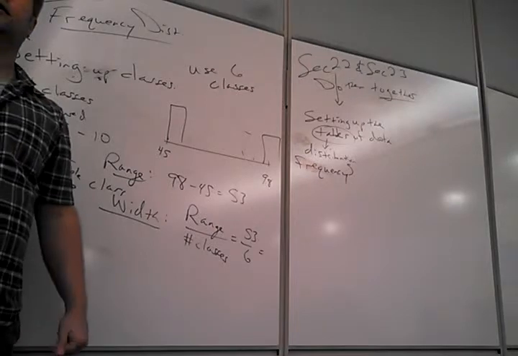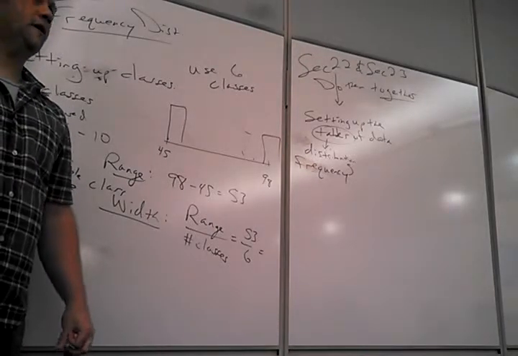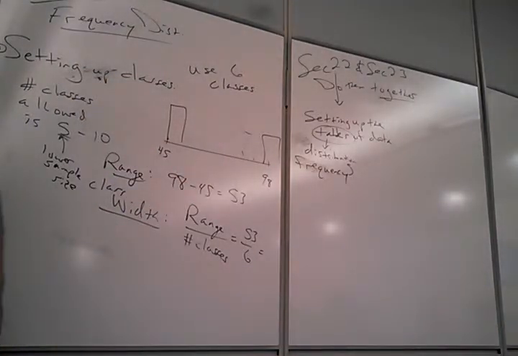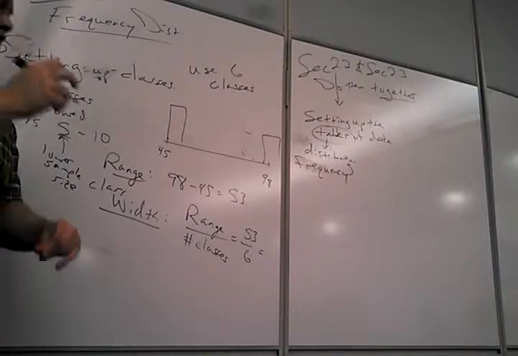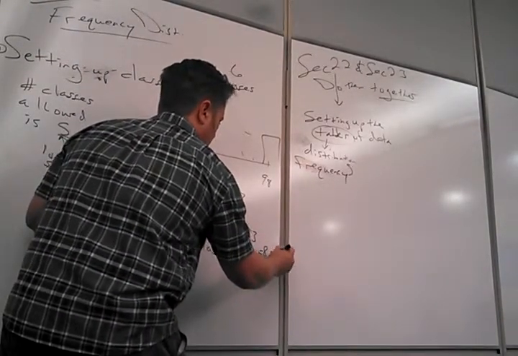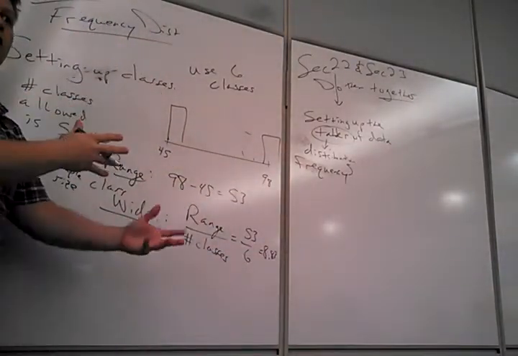I think it's 8.83. 3333. That's not quite 9, right? Because 6 times 9 is 54. But who cares? It's fine. You can round up, thank God. I'm pretty sure it's 8.83 forever, right? I know math. That's it. That's all I can show off with.